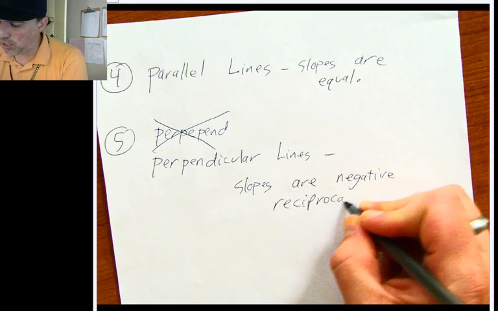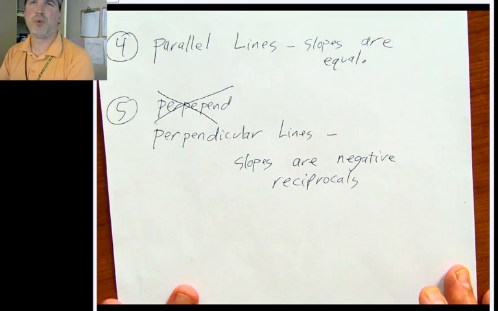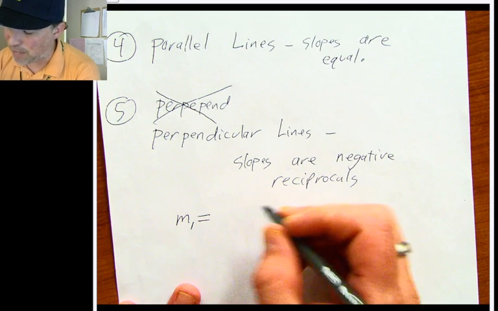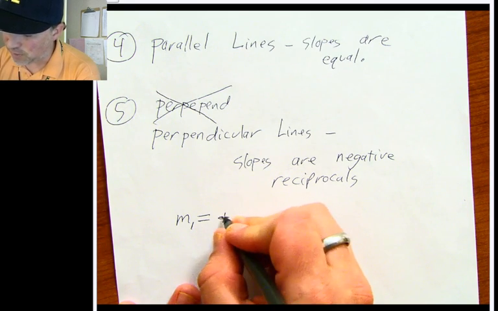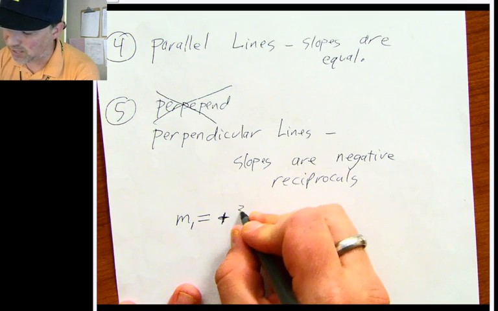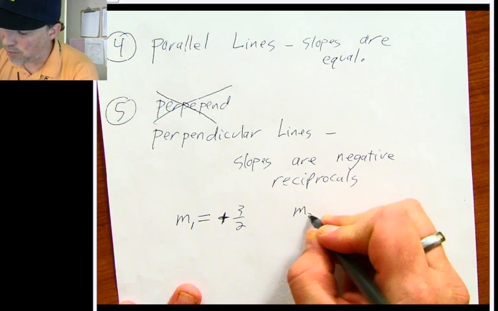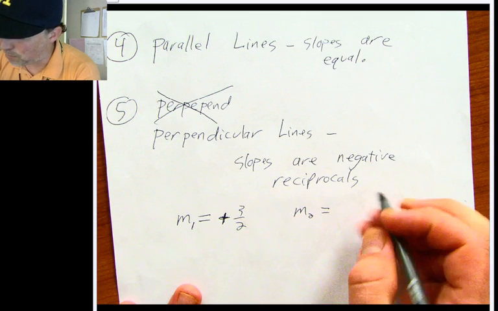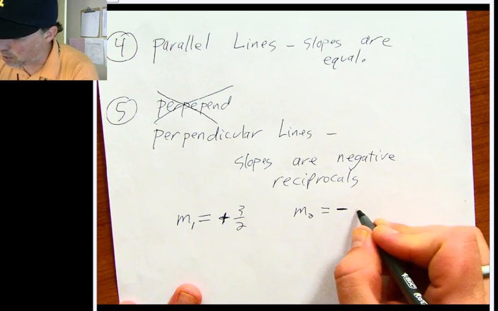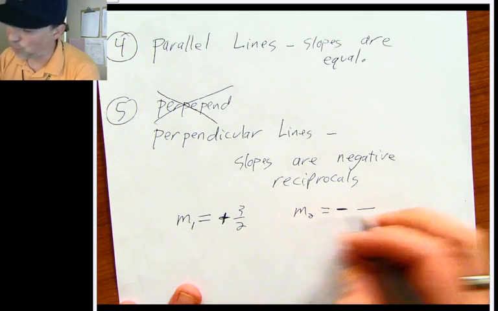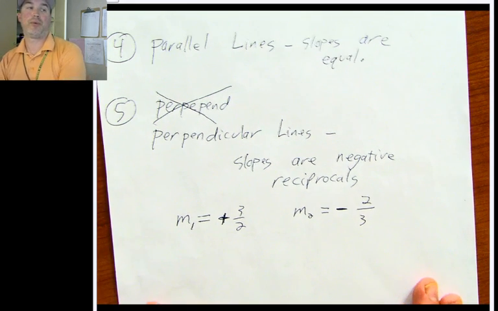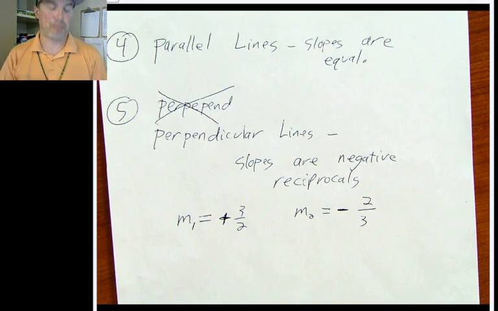And I'm concerned that when you look at negative reciprocals a week or a month from now, you might not remember what that means. So put it like this: if M1, the slope of the first line, is positive 3 over 2, the slope of the other one, they need to be negative of each other. So if one of them is positive, the other one's negative. They also need to be reciprocals. If this one is 3 over 2, this one would be 2 over 3, or negative 2 over 3. And that is how slopes of perpendicular lines work out.